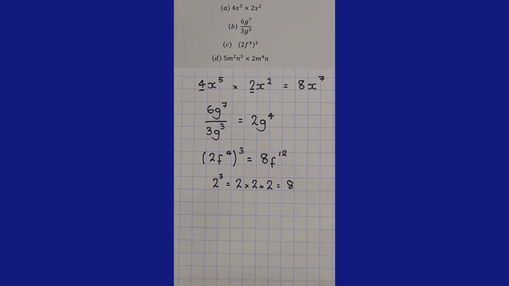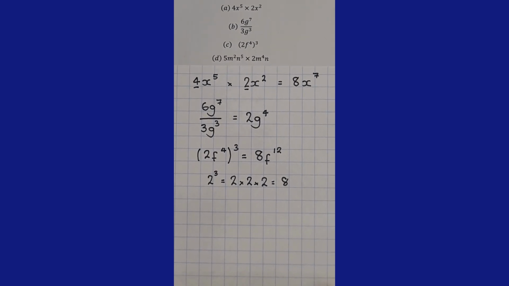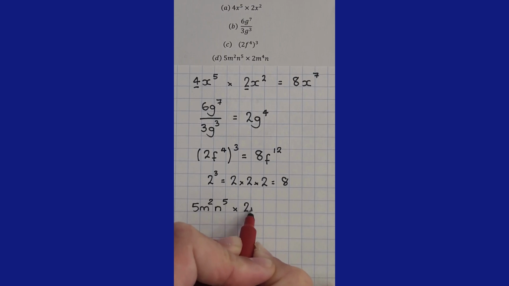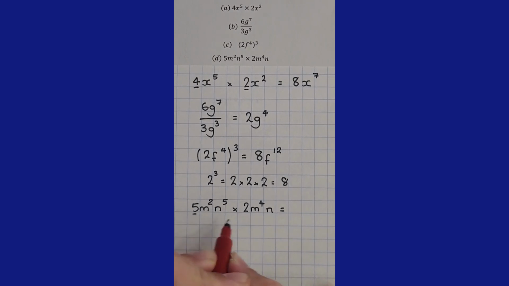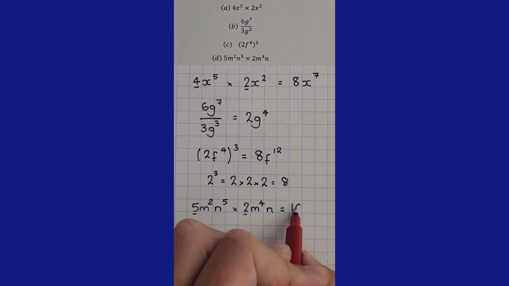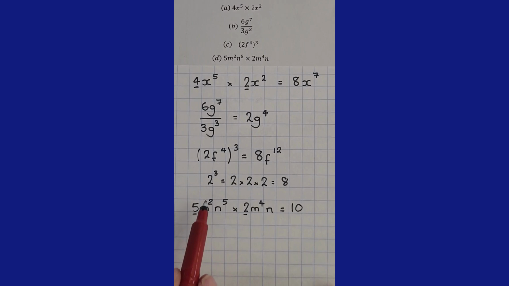And then I've chosen a slightly trickier one just to develop a bit further. We've got 5m squared n to the power of 5 multiplied by 2m to the power of 4 and then n. Again, deal with the coefficients, deal with those numbers. 5 times 2, not a trick, that is 10. Then we can look at our indices. We want to look at the ones that are similar in that the base is the same. This number or letter, whatever that is, they are the same.